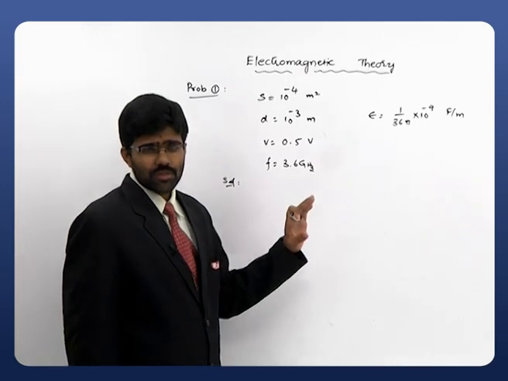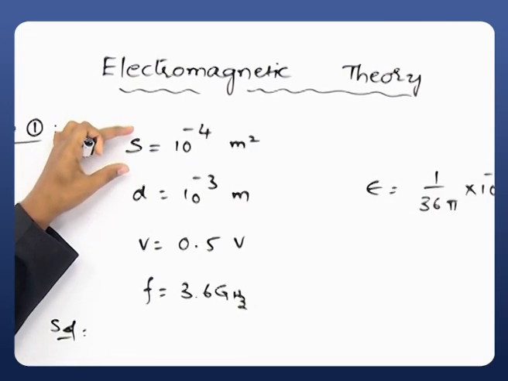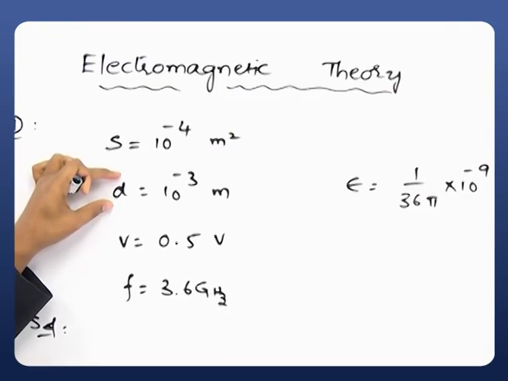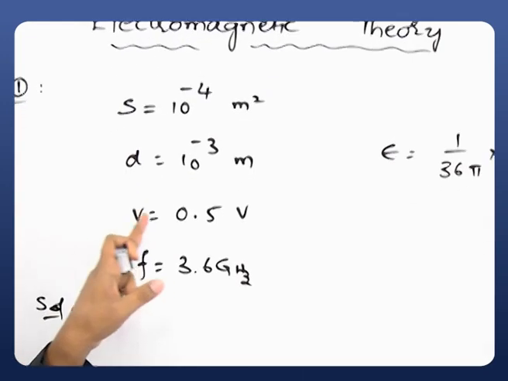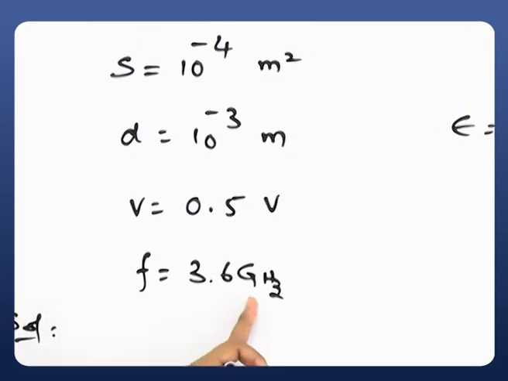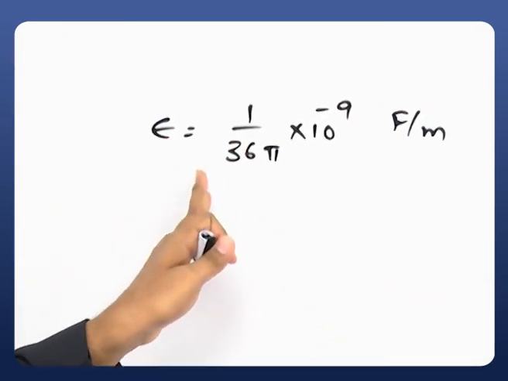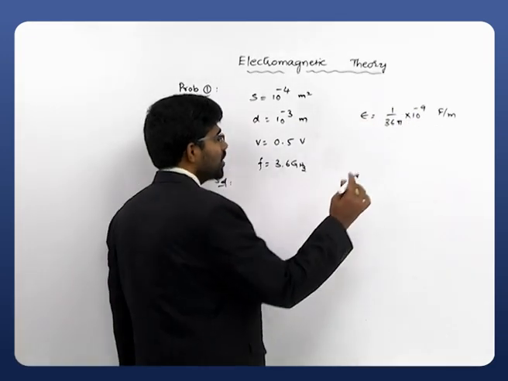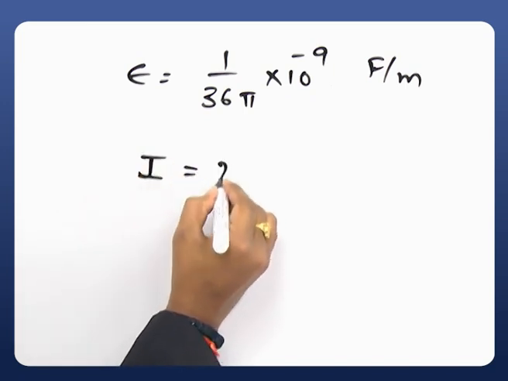What is the given problem? Just observe the description: a parallel plate capacitor is given to us with plate area S equal to 10 power minus 4 meter square and the distance between the plates is 10 power minus 3 meter. The potential applied is 0.5 volts and the frequency of operation of the source is 3.6 gigahertz, and epsilon is nothing but epsilon naught, 8.854 into 10 power minus 12 farad per meter. What we have to calculate is the displacement current density or the displacement current.